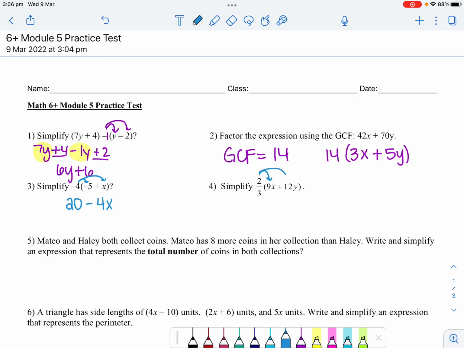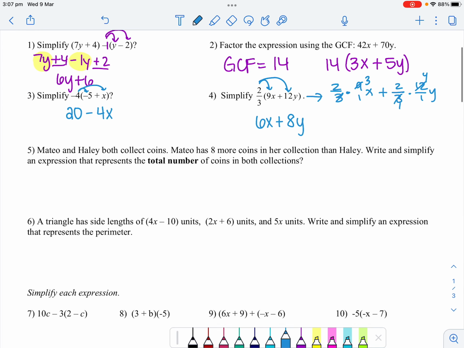Here, 2/3 times 9 and 2/3 times 12 is going to be 6x plus 8y. So this one, if I want to write it out, is 2/3 times 9 over 1x. I don't like the 2 x's there. And then plus 2/3 times 12 over 1y. So cross canceling. So 2 times 3 is 6, 2 times 4 is 8.